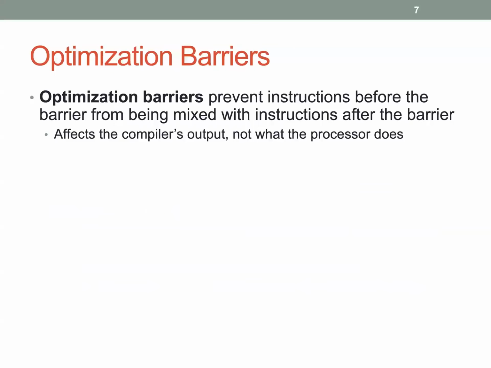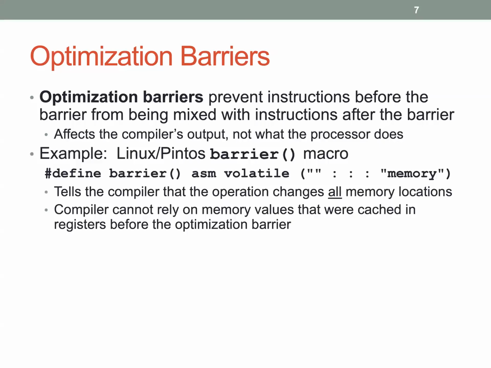So there's two kinds of barriers we care about because, as I mentioned, compilers can reorder instructions and processors can reorder instructions. And we have to have a tool to deal with each of these. So an optimization barrier is for telling the compiler, don't reorder across this boundary. And so as I say on the slide, this affects the compiler's output, but crucially, it doesn't prevent the processor from reordering across that boundary. So that's quite an interesting little detail here.